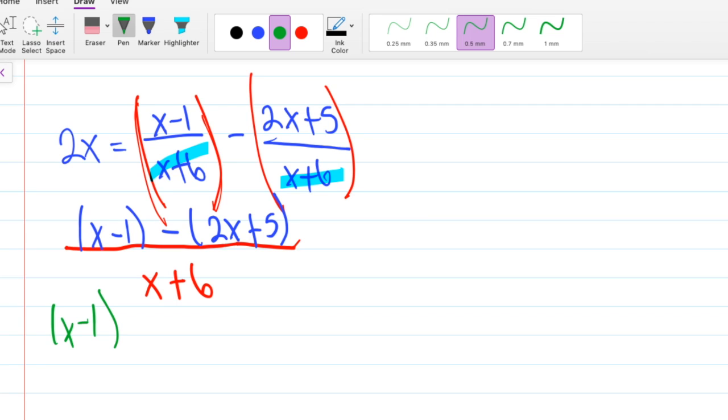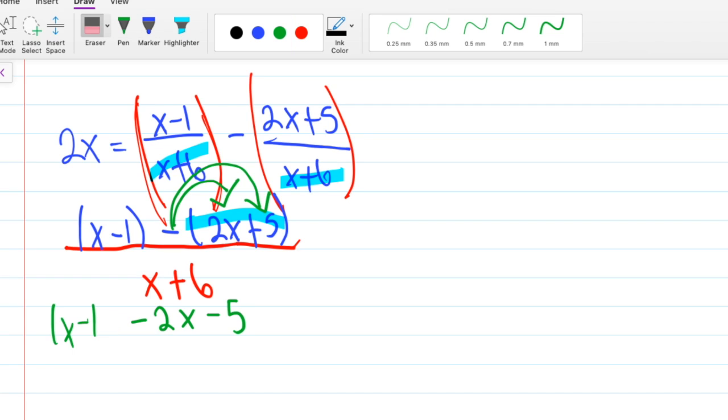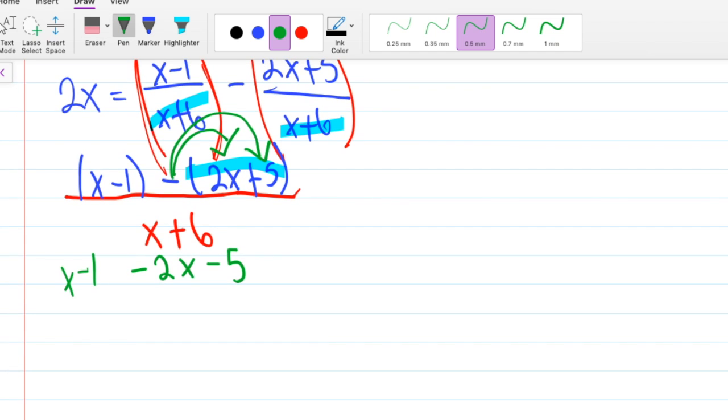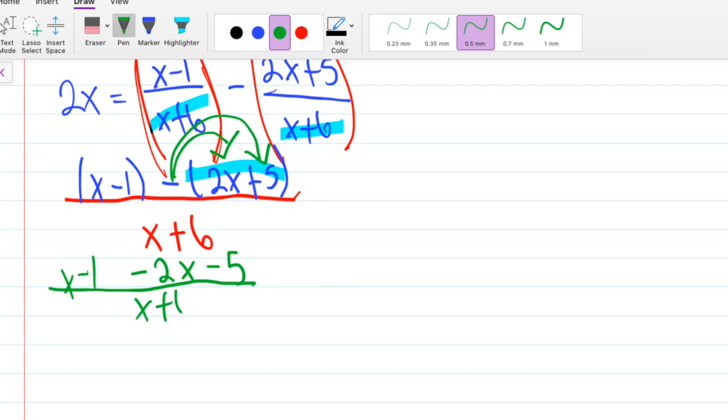minus 2x plus 5. Now that we see that this is in parentheses right over here, what does this tell us about the minus sign? This means that we're going to have to distribute this minus sign to this term and to the 5. So that's going to become a negative 2x minus 5. Now you can actually just get rid of these parentheses because they're not going to affect the problem whatsoever. Just keep in mind the denominator stays the same, x plus 6.